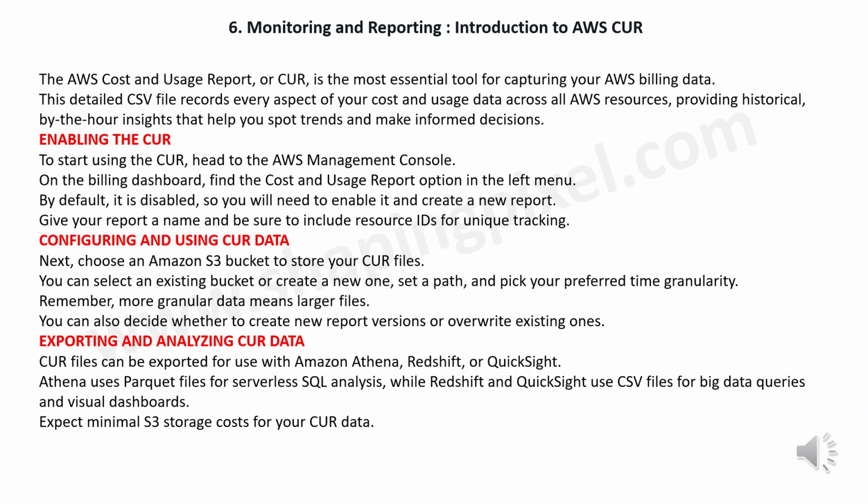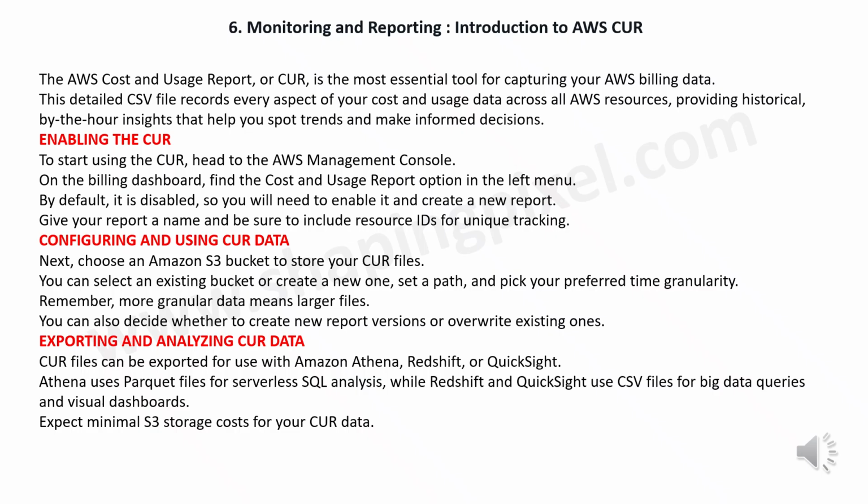The AWS Cost and Usage Report, or CUR, is the most essential tool for capturing your AWS billing data. This detailed CSV file records every aspect of your cost and usage data across all AWS resources, providing historical, by-the-hour insights that help you spot trends and make informed decisions. To start using the CUR, head to the AWS Management Console. On the billing dashboard, find the Cost and Usage Report option in the left menu. By default, it is disabled, so you will need to enable it and create a new report.